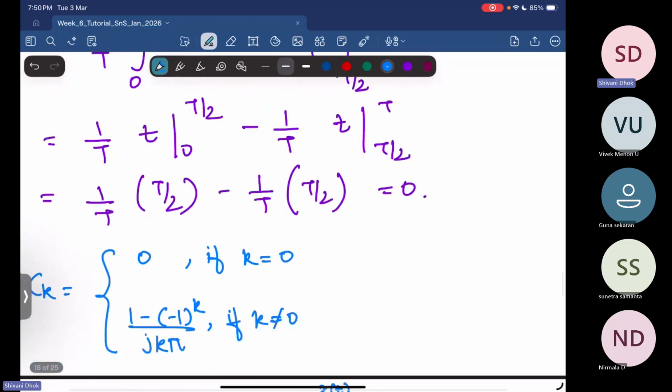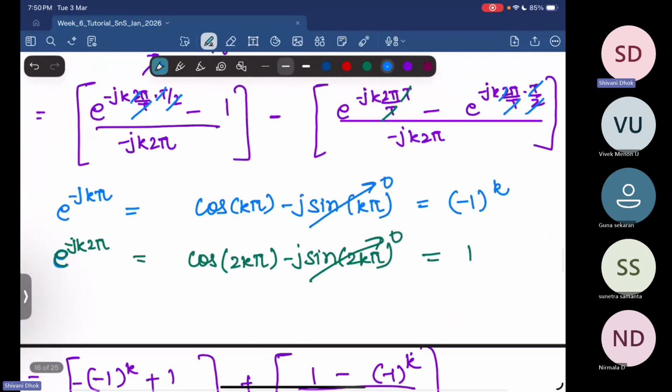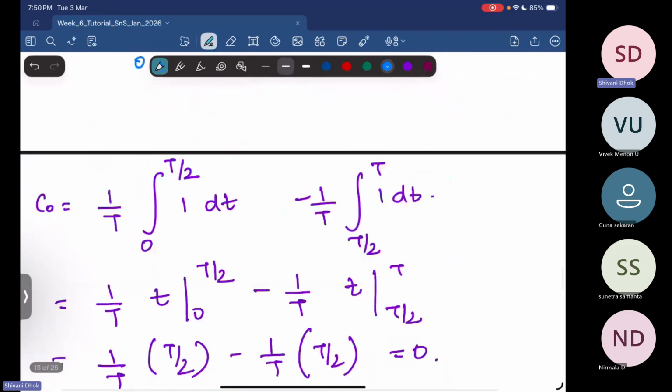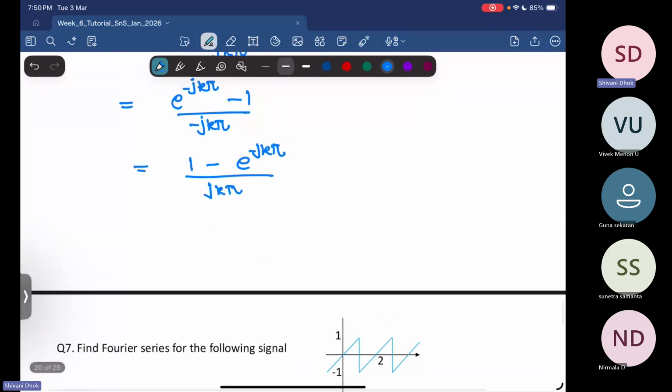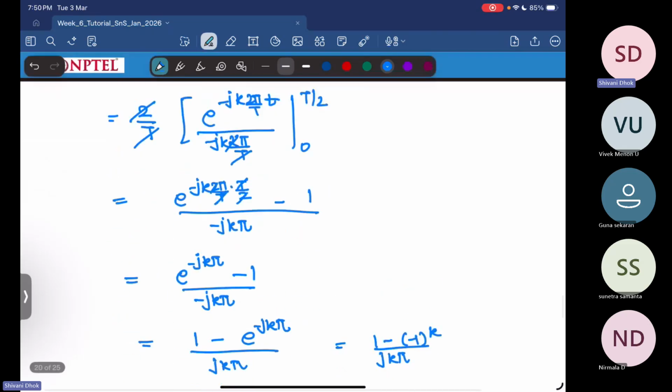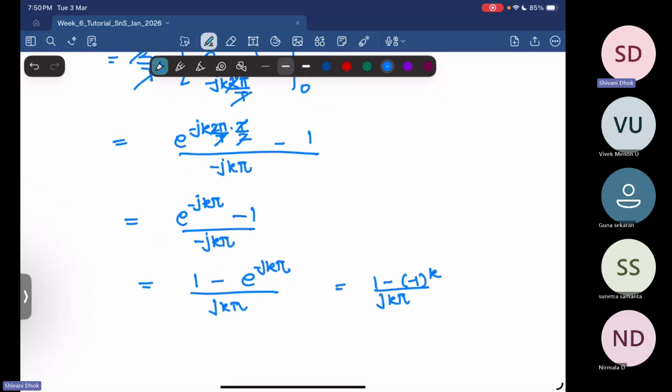Again, we saw in the previous question that e power minus j k pi is minus 1 to the power k. So this is equal to 1 minus 1 to the power k divided by j k pi. Again, note that we have this k coming along in the denominator, so this particular thing is valid only for k not equal to 0. So for k equal to 0, we need to repeat the entire process. So let's do that.